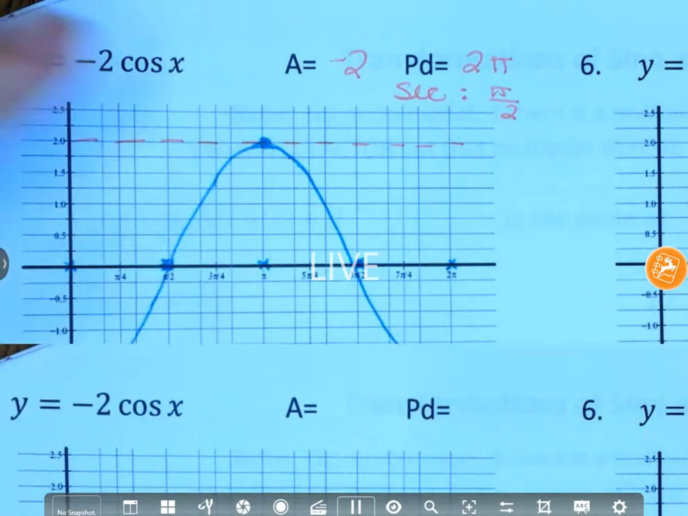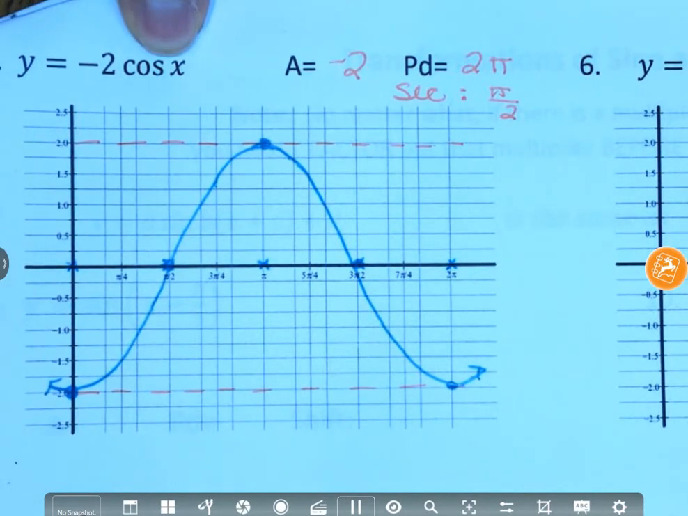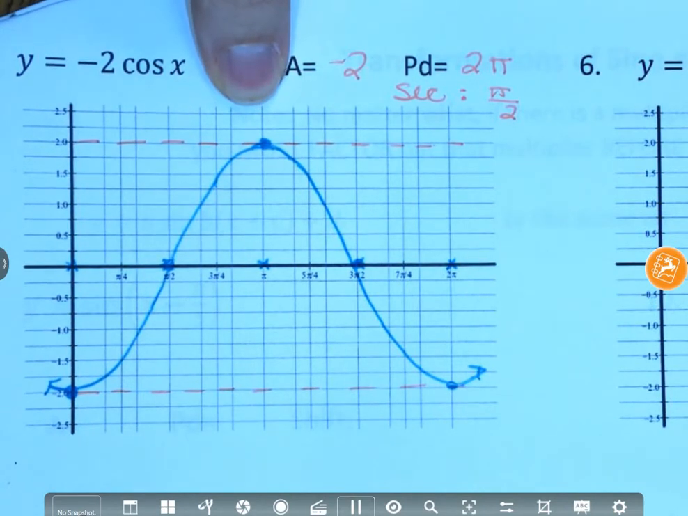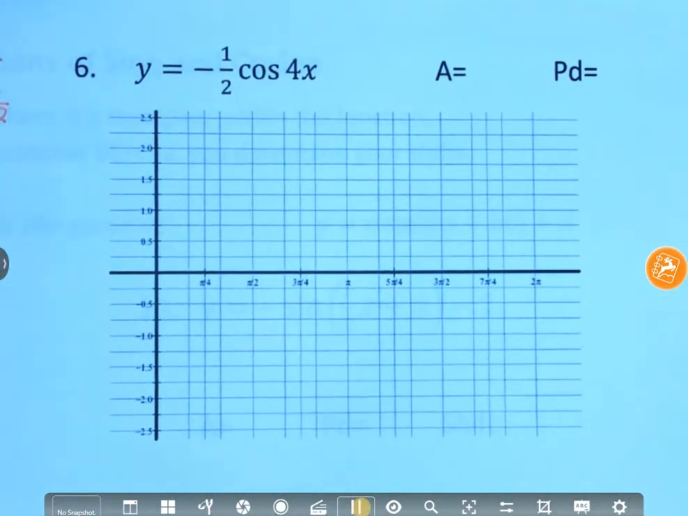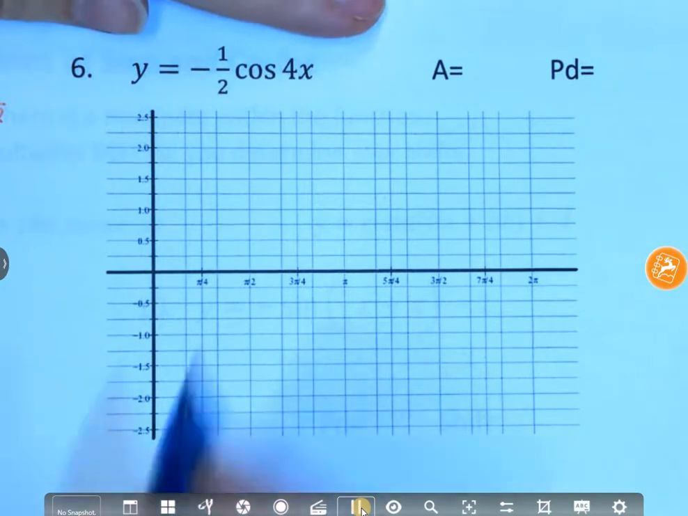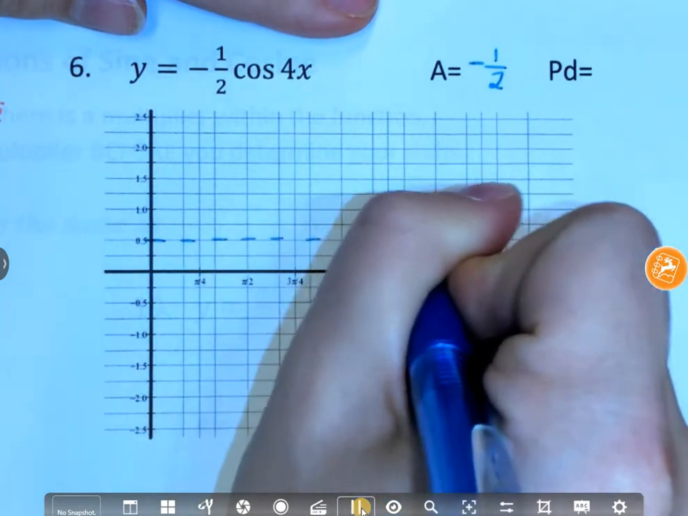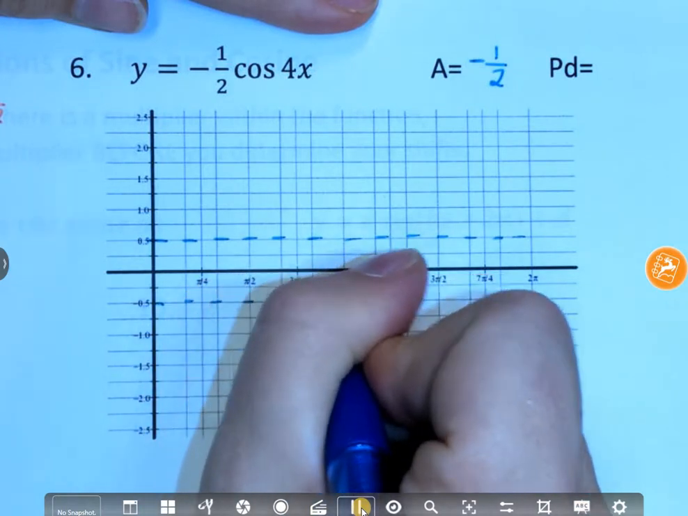Here we go. Take hints from the problem itself. What number is next to x? 1. How many periods should I see on my graph? 4. Just kidding. Just looking to see if you're paying attention. 1. You should only see 1. All right. I asked you to hold off on this one for a reason. Amplitude is not the reason. What's the amplitude? Negative 1/2. So I'm going to be going up to 1/2 and down to 1/2. But it's negative, and that means where am I going to start? I'm going to start at the bottom.